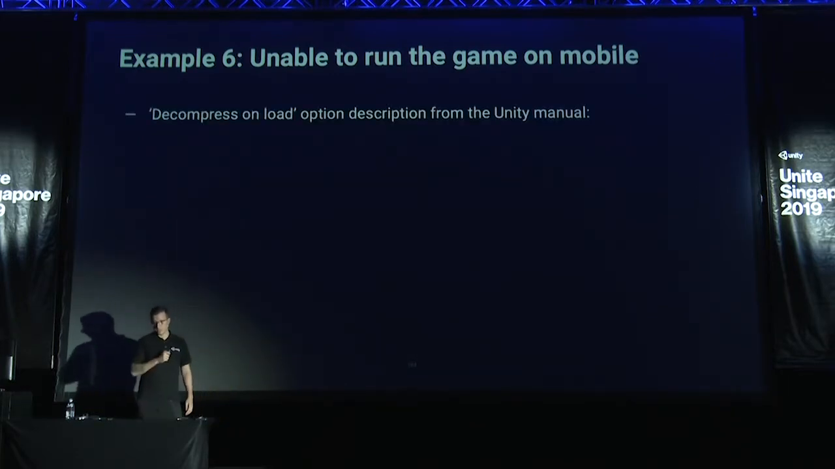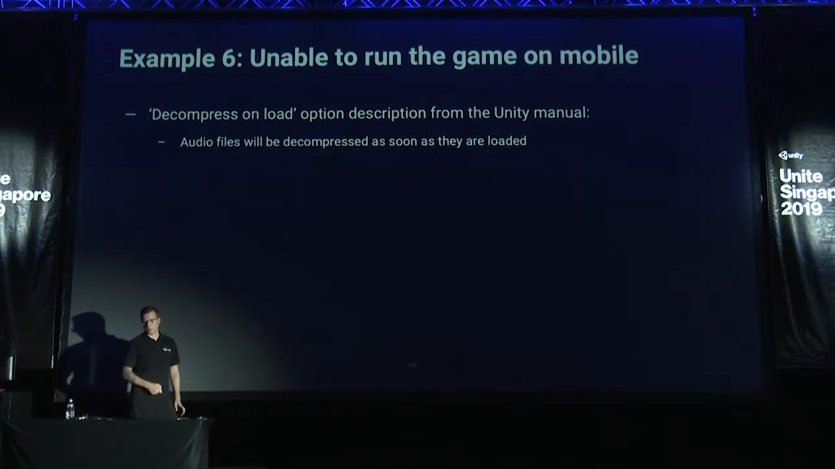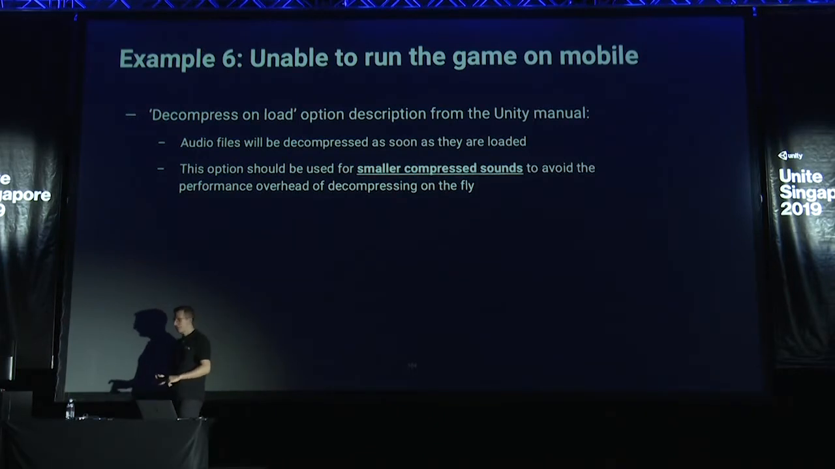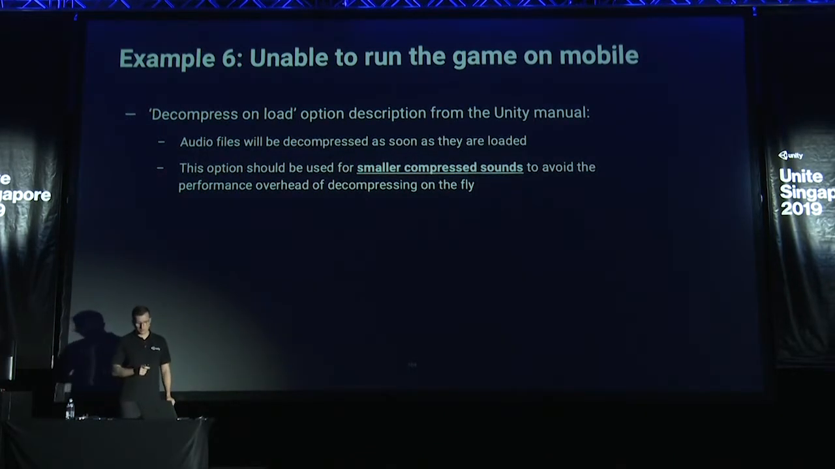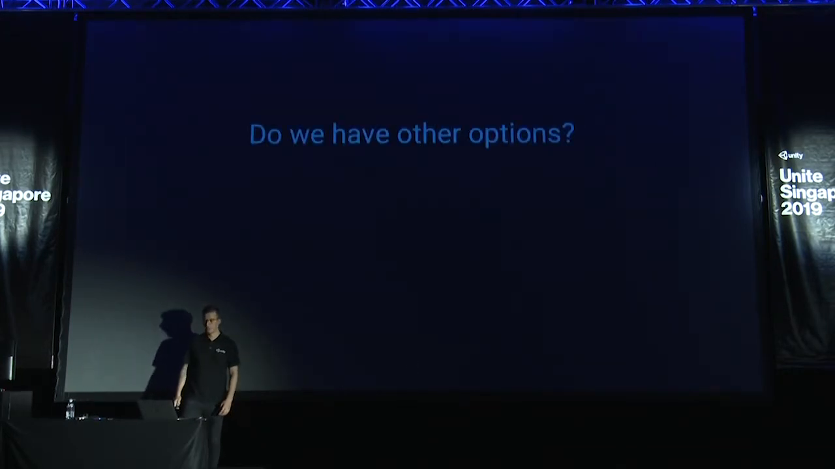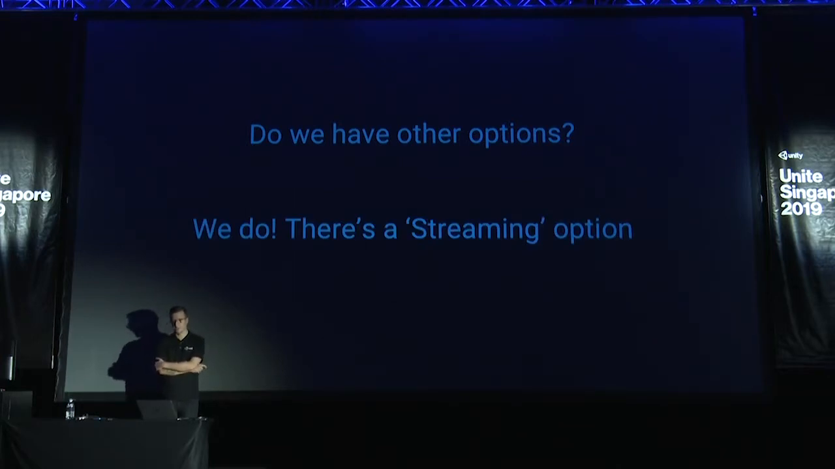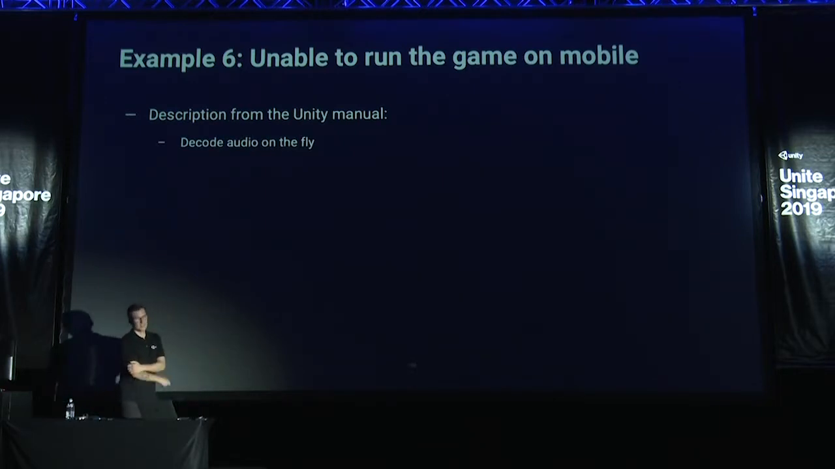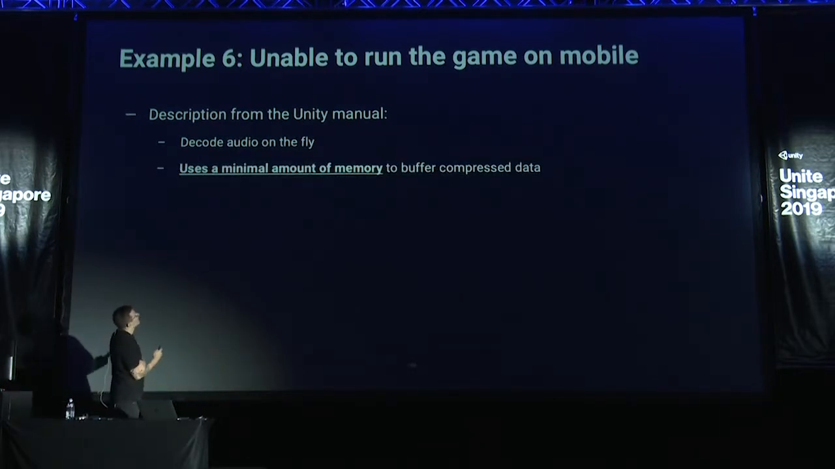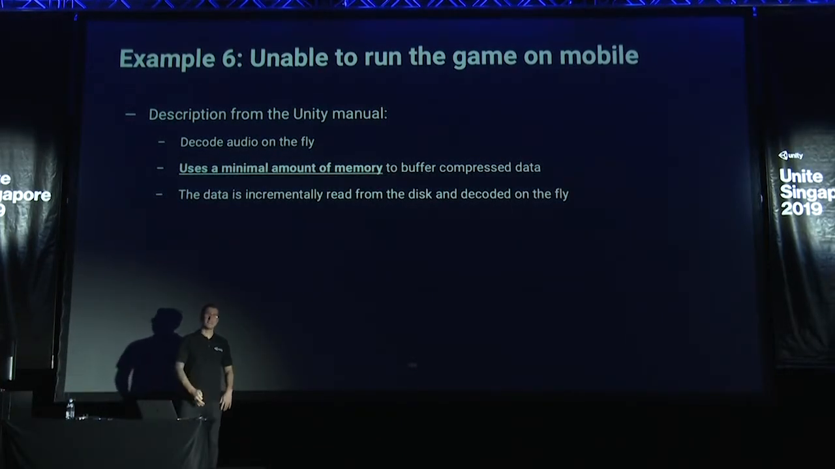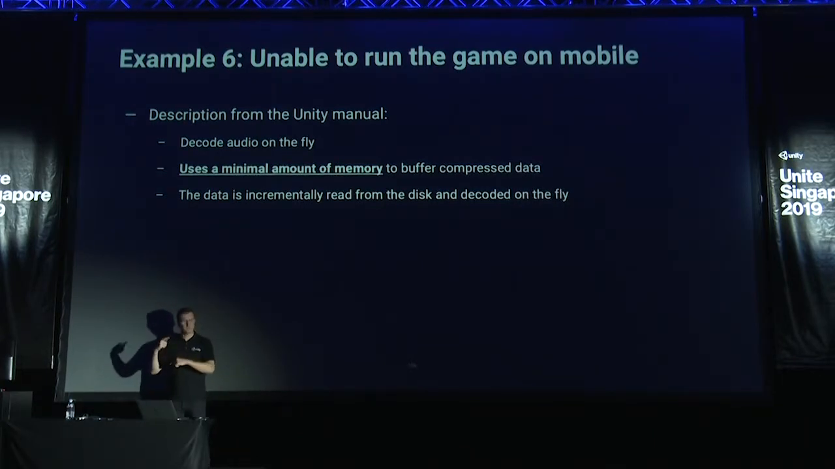So this is the description from the manual. Audio files will be decompressed as soon as they are loaded. So what we recommend, again, this is also in the manual, is that this setting should be used only for smaller compressed sounds, not for huge background music. So do we have any other options? There is a streaming option. Again, from our documentation, you can learn that it decodes audio on the fly and uses a minimal amount of memory to buffer the compressed data, meaning that we don't load it right away. We just use kind of streaming to offload the memory.